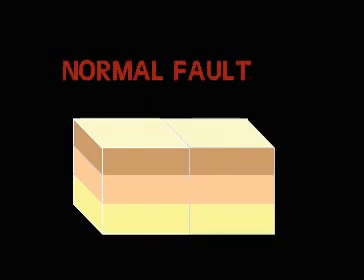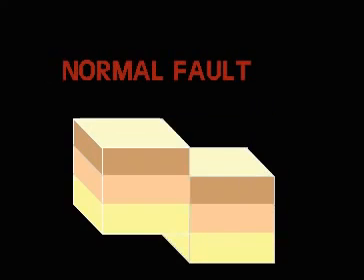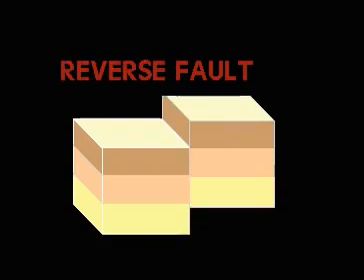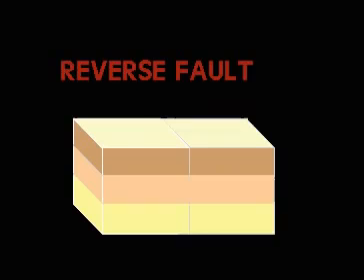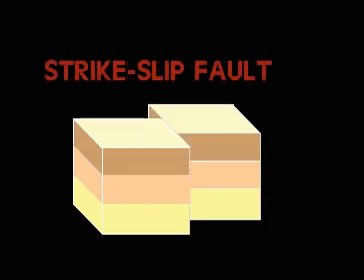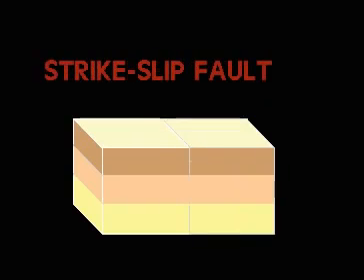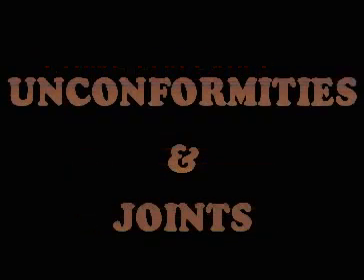A normal fault is one in which the hanging wall moves downwards and the foot wall upwards. In a reverse fault, the hanging wall moves upwards, and in a strike-slip fault, the movement of the blocks is along the strike plane. Other commonly found structural features are unconformities and joints.